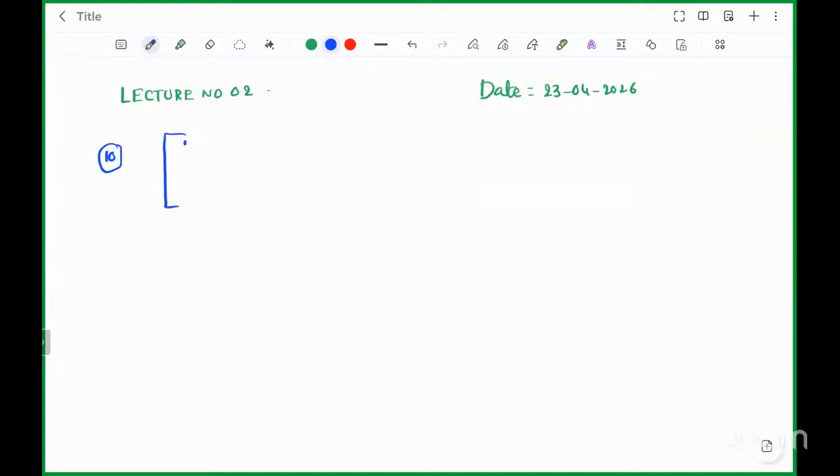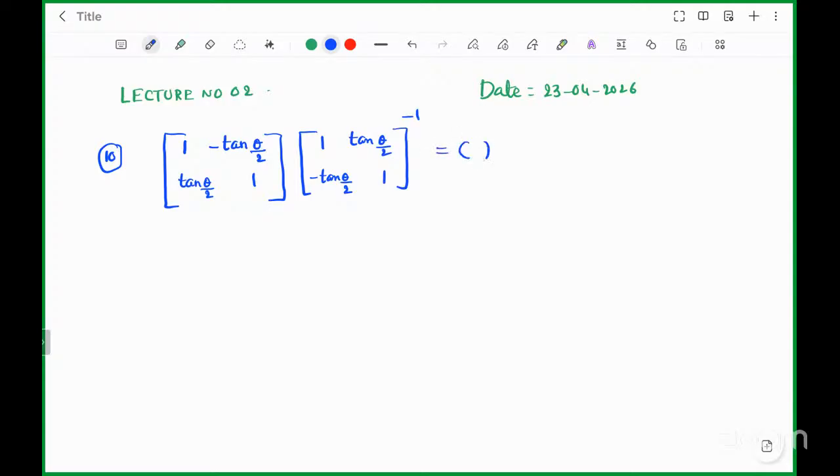So 1 minus tan theta by 2, tan theta by 2, 1, multiplied with 1, tan theta by 2, negative tan theta by 2, 1, inverse is equal to, what is the answer? So that means actually the product of the first matrix with the inverse of the second matrix. What will be the answer?